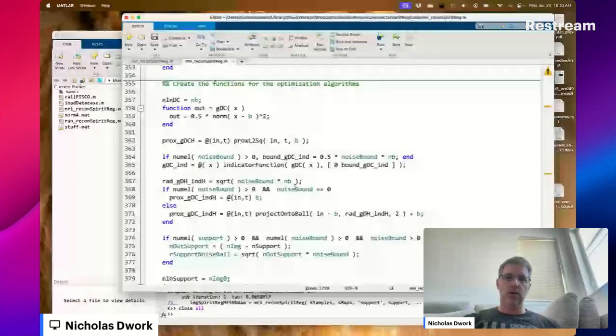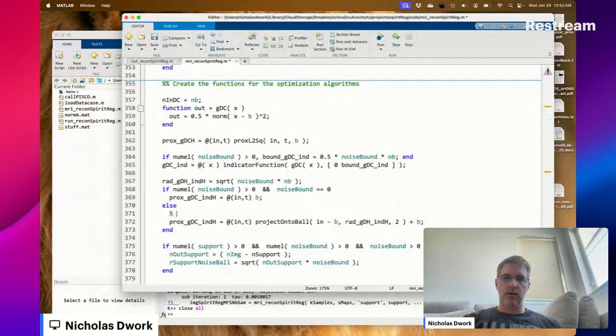You know, the ball that we're projecting onto is norm of x minus b less than or equal to this divided by num LB is less than or equal to noise bound, right? Times noise bound.